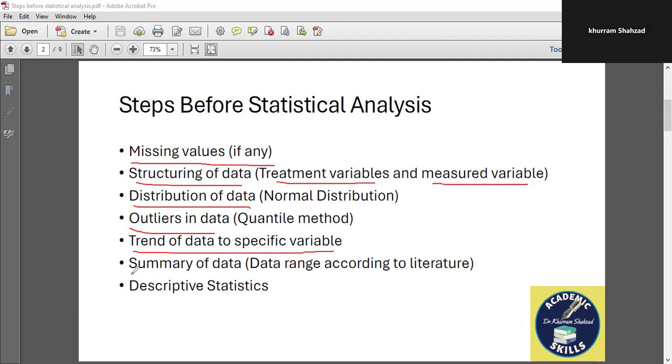Then the summary of data. In the summary of data, you can see whether your data has a range according to the literature or not. You can see whether the minimum and maximum values are within the literature or beyond it. And descriptive statistics are also important here. You can see the mean, standard deviation, and standard error in your data. These also tell you about the accuracy of your data. So we will discuss all of these one by one.